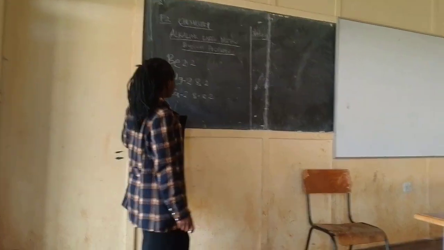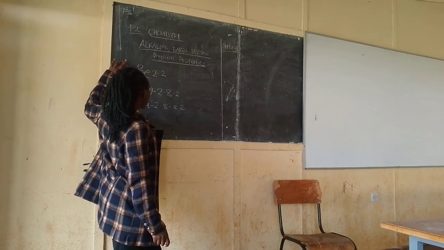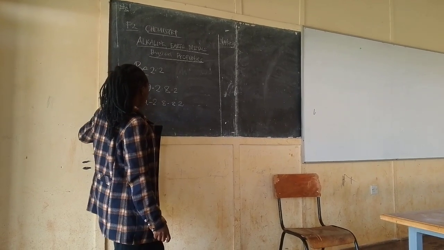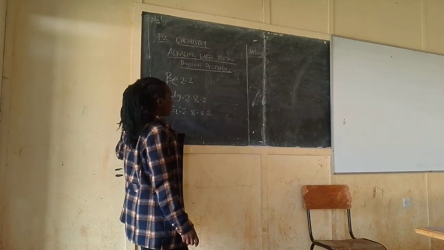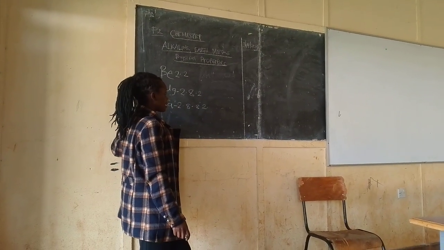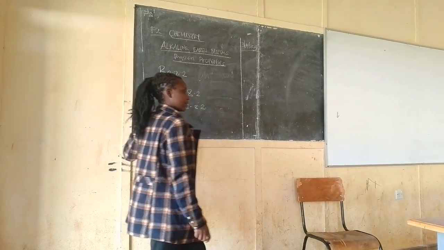So, as you can see, beryllium has a total of 4 electrons and calcium has a total of 20 electrons, meaning the atomic size increases down the group.